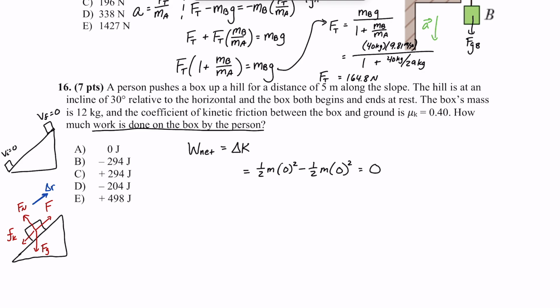So my left-hand side will be the work from the person, which is what I want to solve for, plus the work done by friction, plus the work done by gravity. The task is to now calculate the work done by friction, work done by gravity, and use those to solve for the work done by the person.